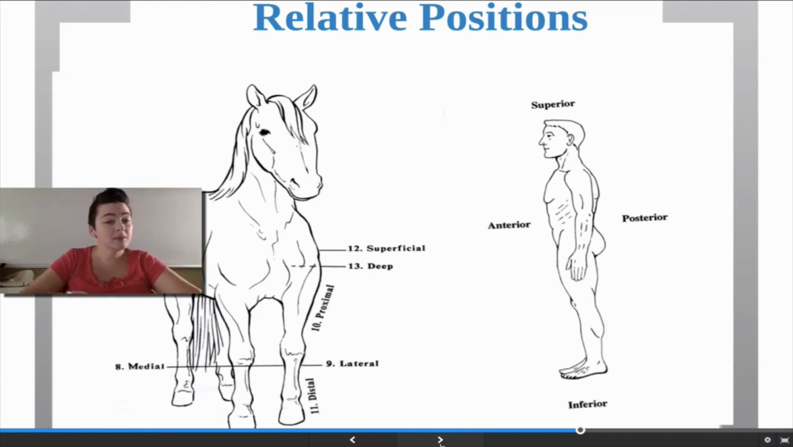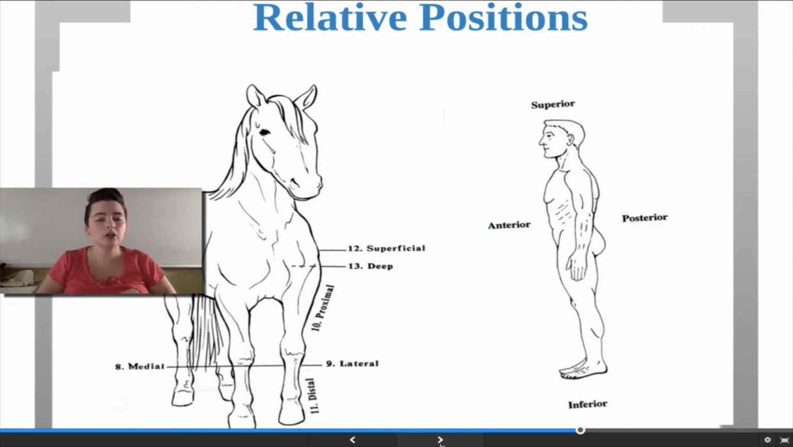Then we have proximal and distal. Proximal is closer to the body, distal is more distant from the body. So your fingers are distal to your elbow. Your elbow is proximal to your fingers. Your elbow is closer to the body, so it's proximal to the fingers, and the fingers are more distant, so they are more distal to the elbow.